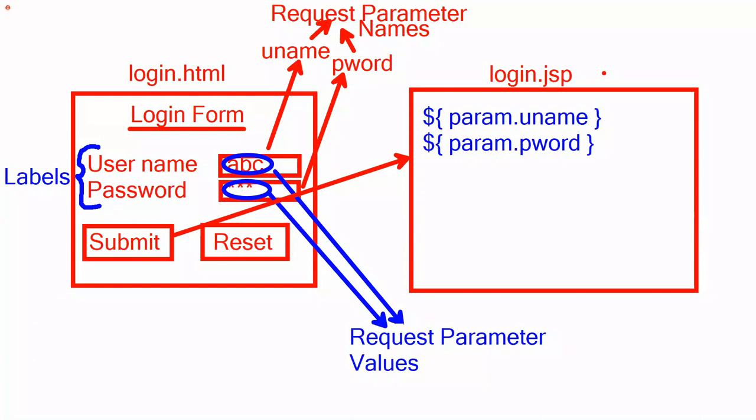Is it completed? So here, less than percent equal to request.getParameter("uname"), again less than percent equal to request.getParameter("pword") we would write. But now, just ${param.uname} and ${param.pword}. That's it. It is very simple. Okay, the new style. Now the next one.